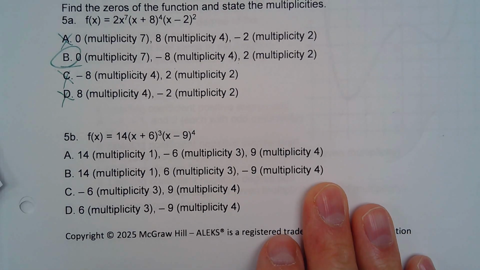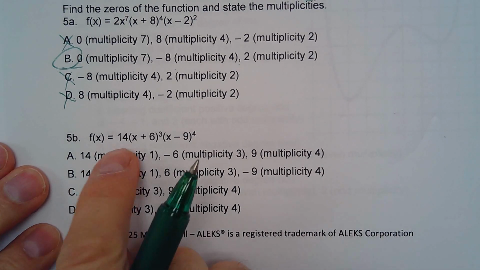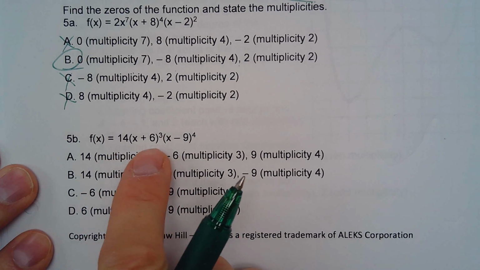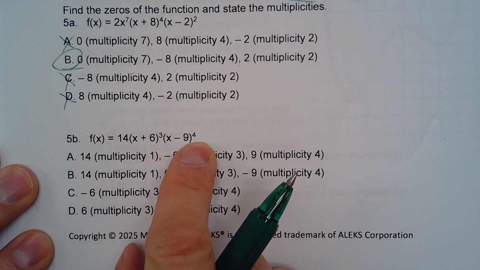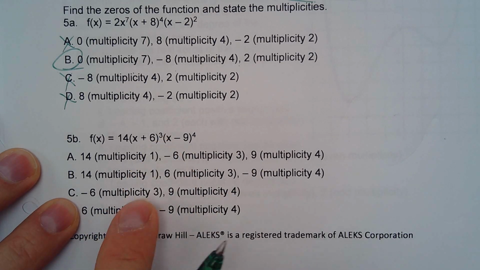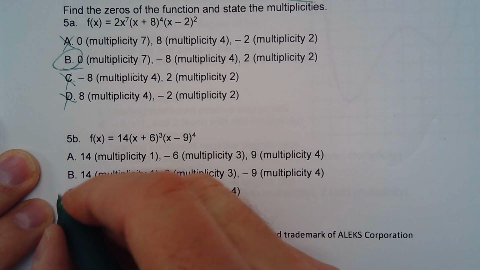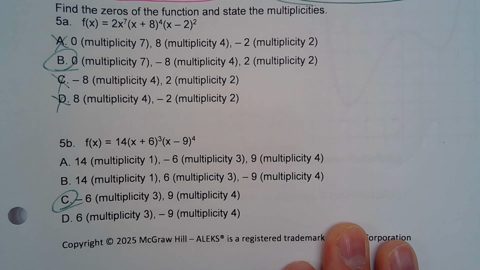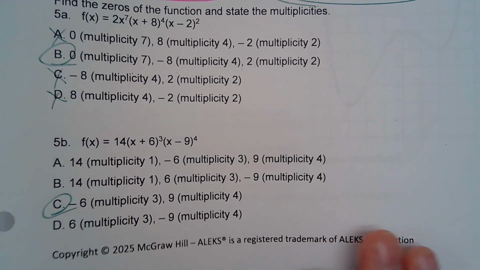Let's try this next one. Okay, there's no x with the 14, so we don't count that. So I have a 0 of negative 6 and positive 9. So it looks like it should be C. Let's check it. Multiplicity is 3. Multiplicity is 4. So yes, my answer is C. So we're just using a process of elimination to get to the answer.